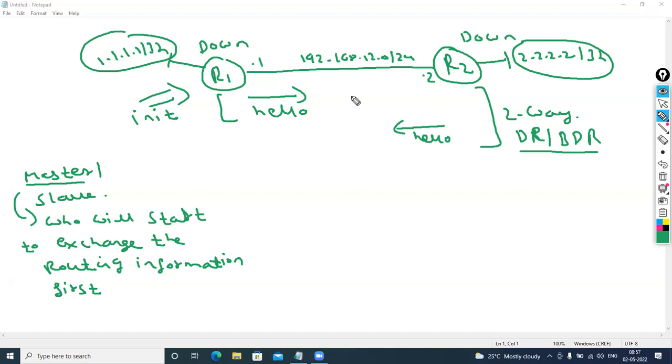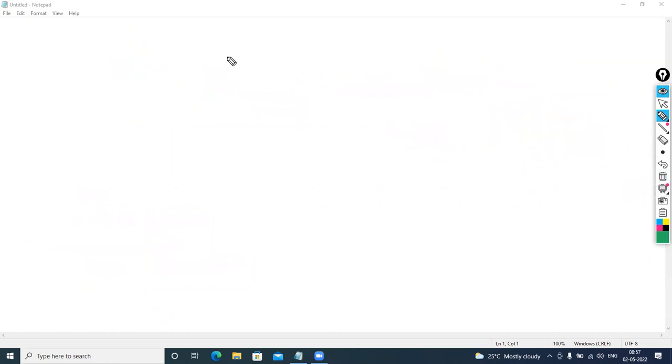Then in exchange, DBDs are exchanged. After that, in the loading state, your LSR and LSU, any link state updates, are exchanged. And then it will go into full adjacency. Now we'll see how to configure OSPF. Then we'll talk about DR later.